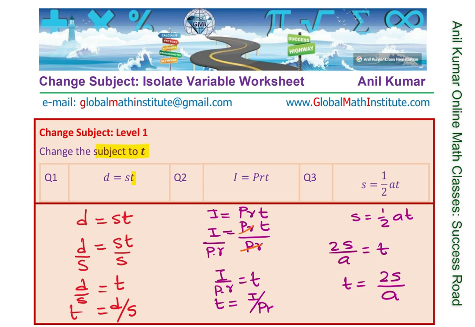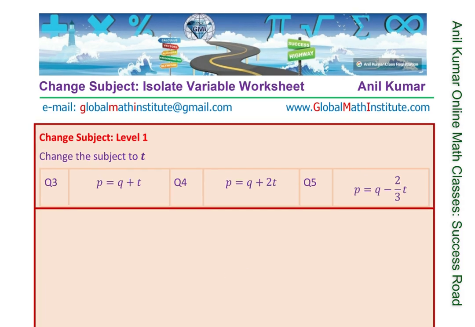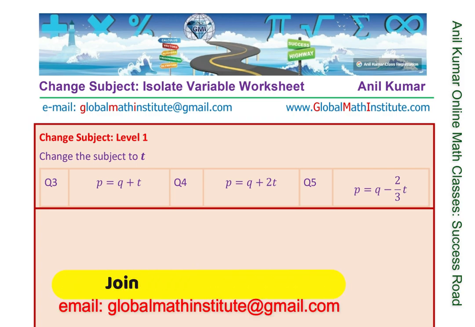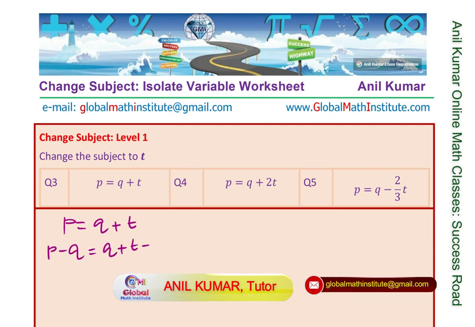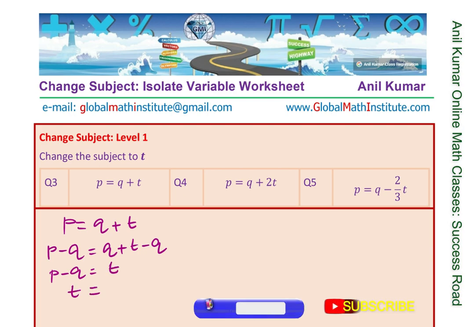Perfect. So now let's take the second set of questions, which involve, in addition to multiplication and division, operations with addition and subtraction. Here we have the first question, which is p equals q plus t. Now q is added to t. What should we do for the reverse operation? We should take away q, right? So that is the reverse operation. When you take away q from the right hand side, we get t alone on the right hand side. So we have isolated t, and it can be written as p minus q. You see how it works, right?